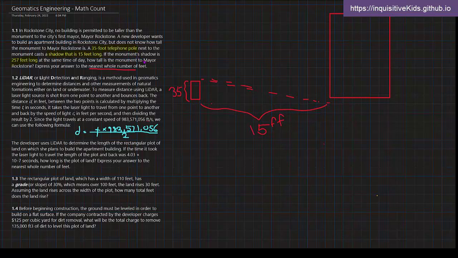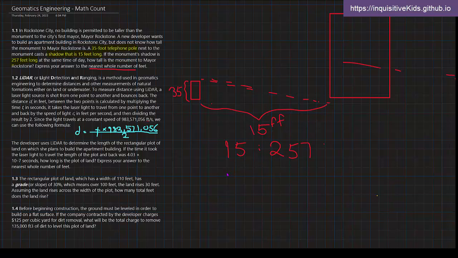So if the monument's shadow is 257 feet long at that same time of day, then how tall is the monument to Mayor Rockstone? So there's a ratio right here. It's at the same time of day, which means it's the same ratio. First, we have the shadows, 15 to 257. So this is the shadow of the telephone pole, and this is the shadow of the monument.